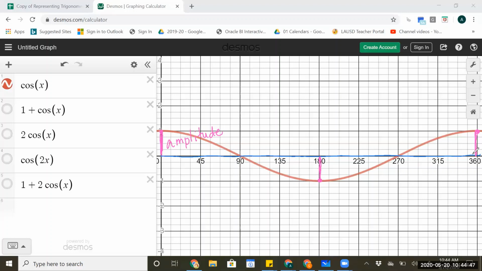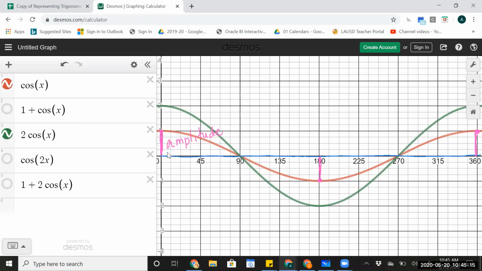Okay, let's see how that changes when I look at 2 cosine. So let's change over here to 2 cosine. We're going to add that in. And let's look at how that amplitude changes, right? Because the center line didn't change. Even the width of the graph didn't change, right? It still intersects at 90 and 270. So really the only thing that changed is this amplitude.